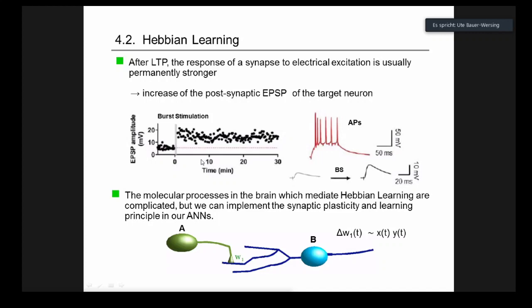So when you do some burst stimulation of a neuron, you will see that the amplitude of the postsynaptic potential after this burst, this repetitive stimulation of the synapse, will be on average higher after this burst stimulation, simulating this long-term potentiation effect.